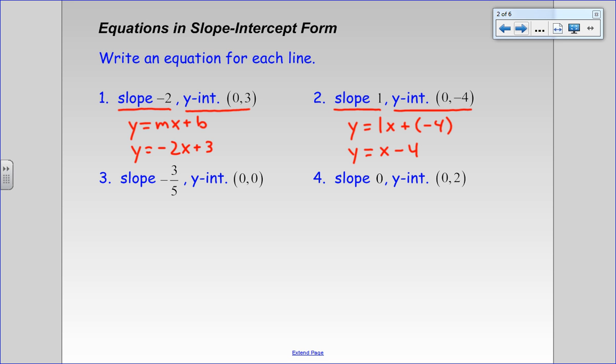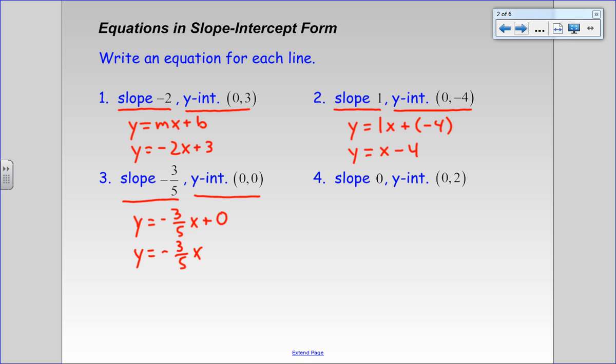In example 3, we have a slope of -3/5 and a y-intercept of (0, 0). In this case, slope-intercept form would be y equals -3/5 x plus 0, or more simply, y equals -3/5 x.